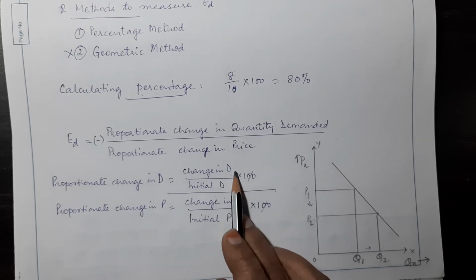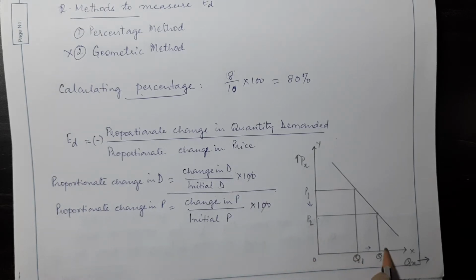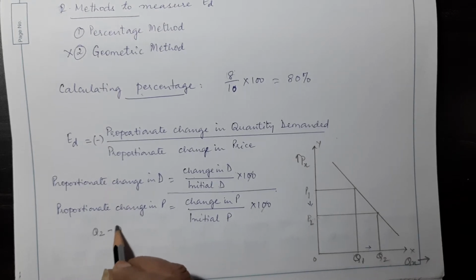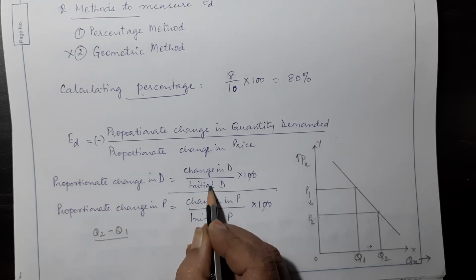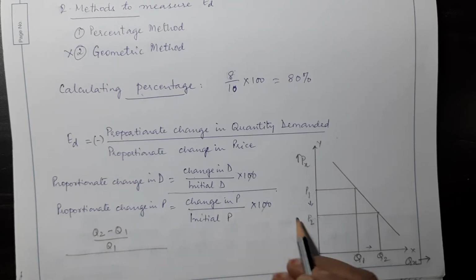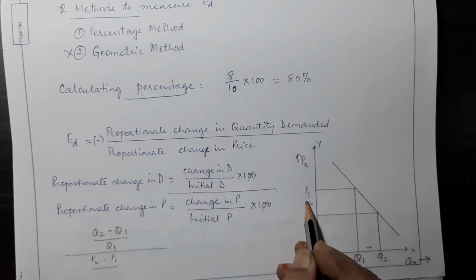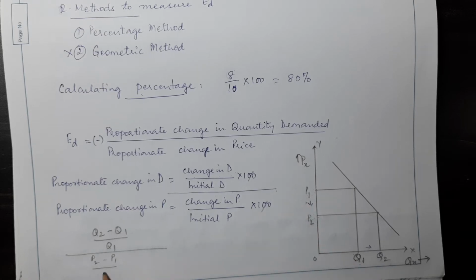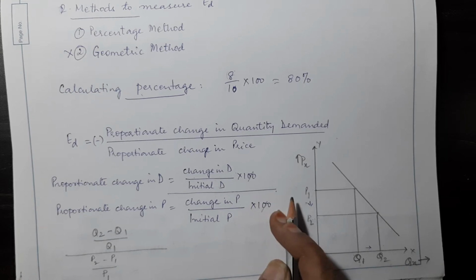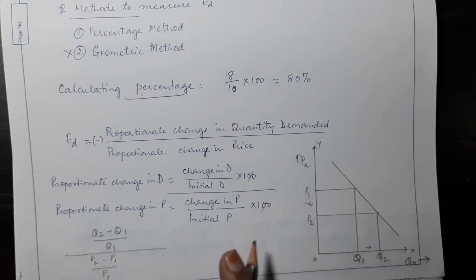So how do we calculate change in demand? Change in demand is final value minus the initial value. So final value is Q2. So we will write Q2 minus Q1 divided by initial demand, which is Q1. So we'll write Q1 over here, right? And the whole thing divided by, now we are writing change in price. Final price is P2. So P2 minus P1 divided by the initial value of price, which is P1. So we write P1 over here. Okay. Into 100, we got them cancelled because they make 1, right?